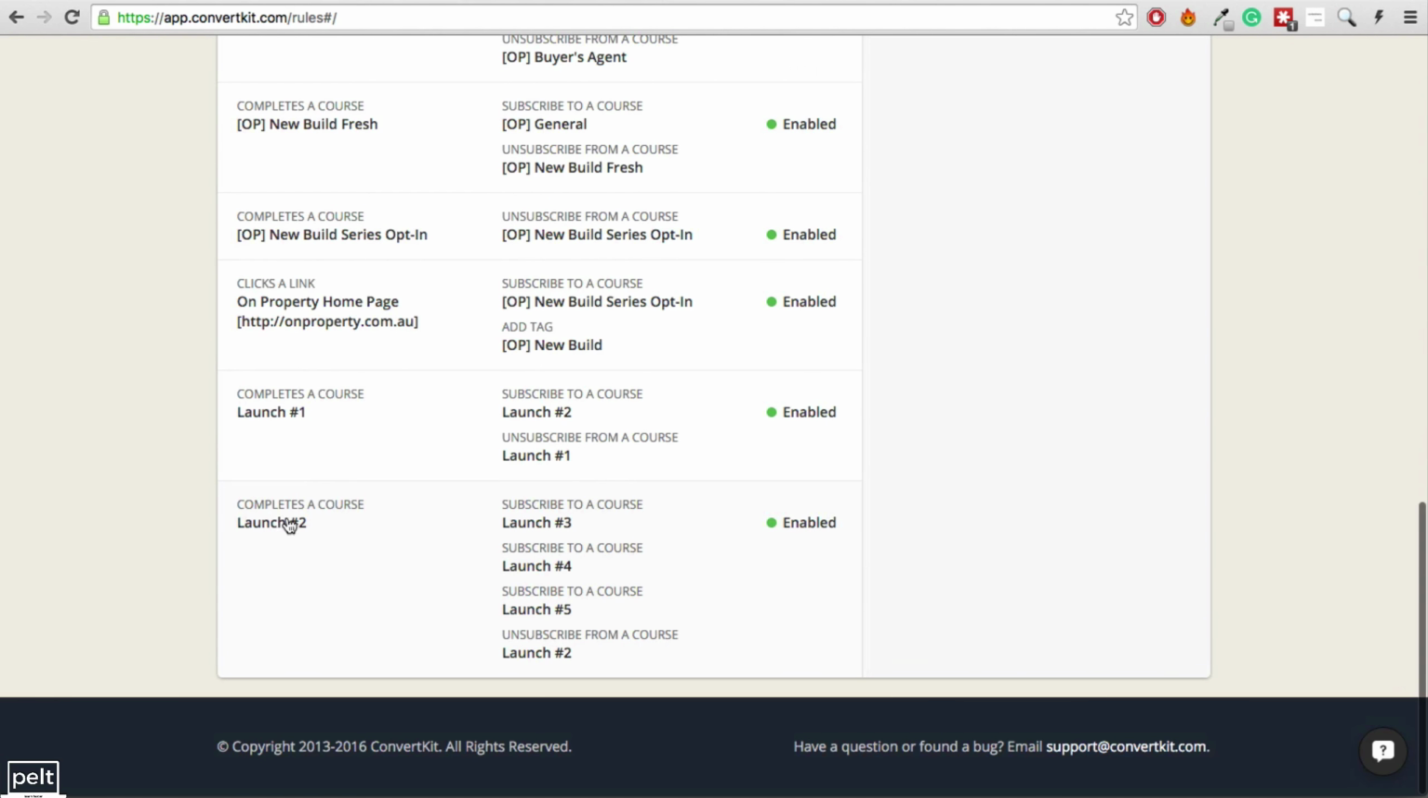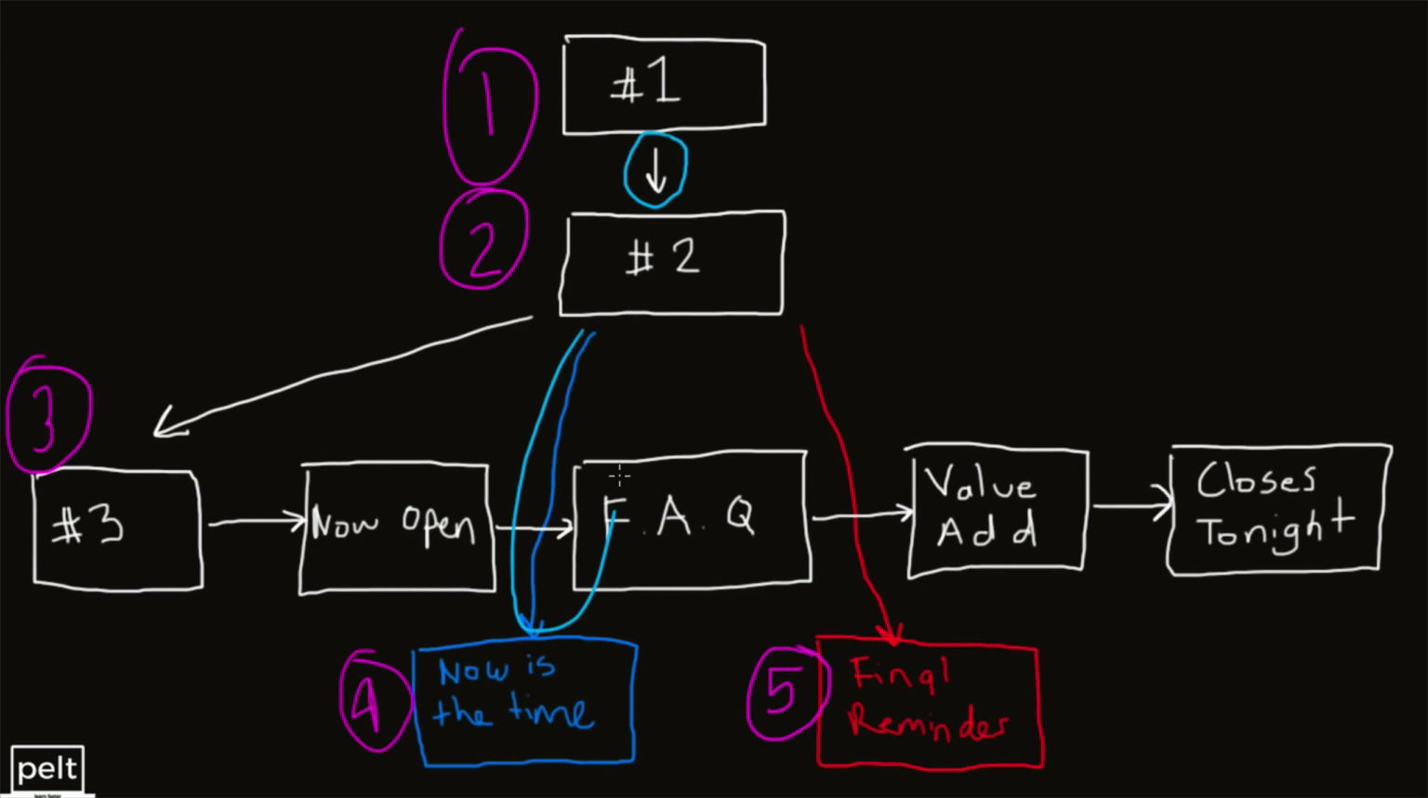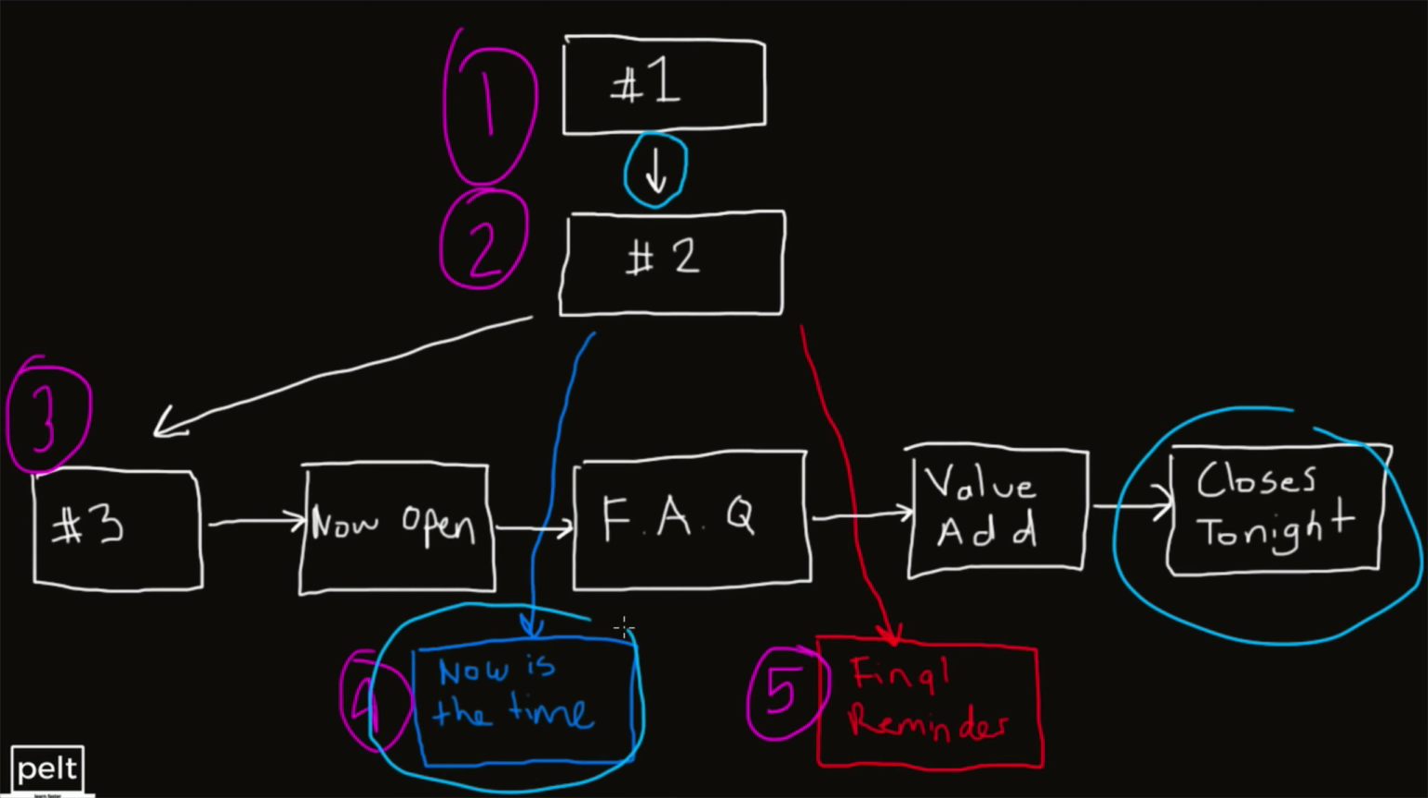So now we can see down the bottom, when they complete launch number 2, they're going to be subscribed to 3, 4, and 5. And because we've got the 8-day delays between number 2 and number 4 and 5, what this means is that someone's going to go through the process. They'll receive video number 2, then they'll receive 3, then they'll get the notification that it's open, the FAQ, the value add, then they'll get closes tonight, which will go out on Saturday morning. But then, because of the 8-day delay, they'll then get this the same Saturday at midday, and they'll get the final reminder Saturday at nighttime.